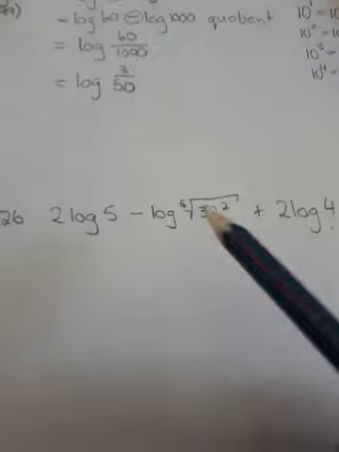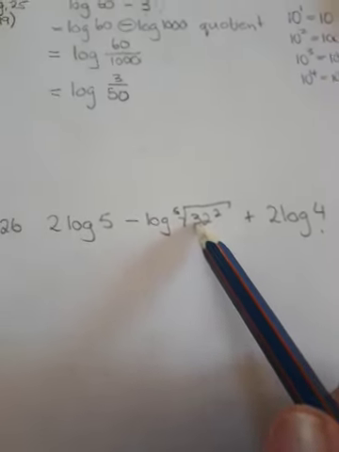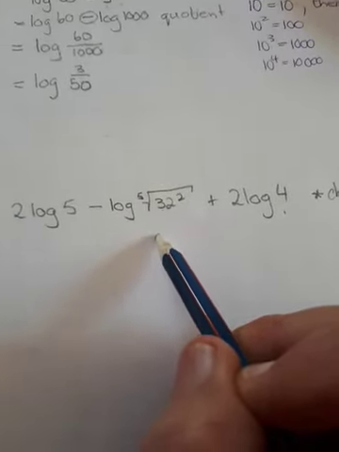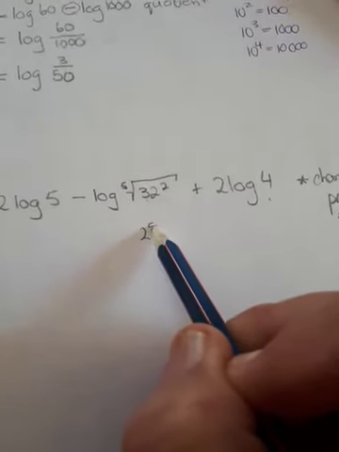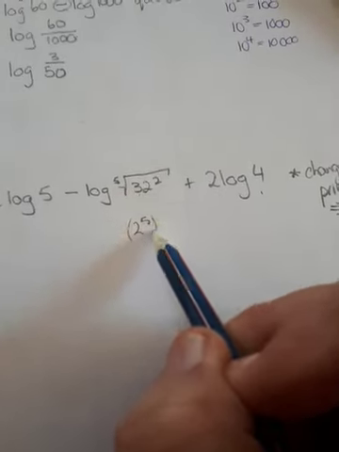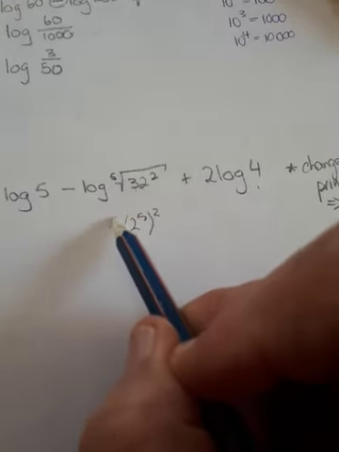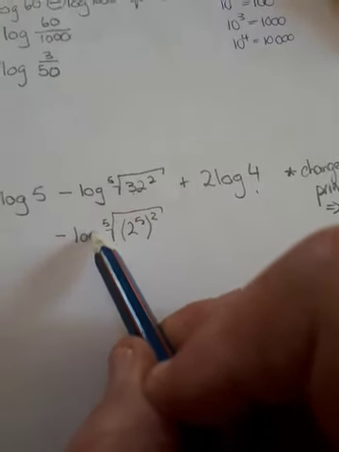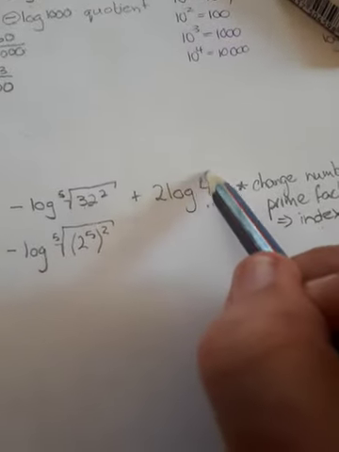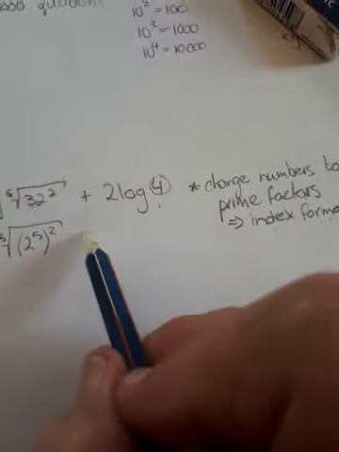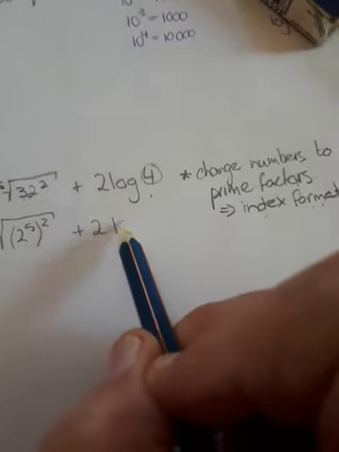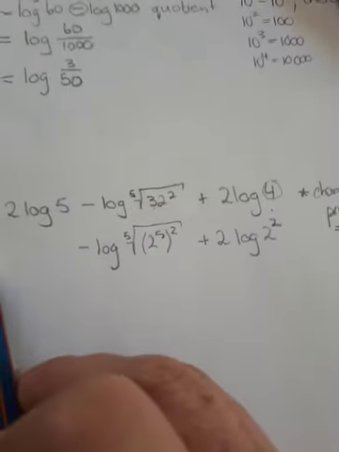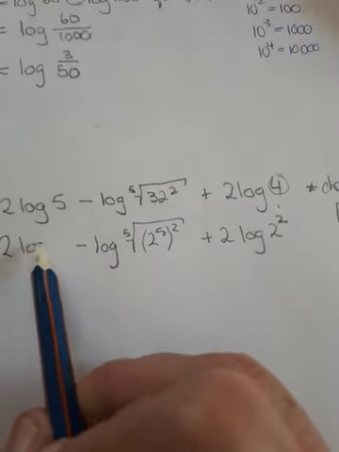So if you look at this, then you want to change 32 to its prime factors, which becomes 2 to the power of 5. That's 32. So that you still got squared, and you still got the 5th root thereof. That's the first one. Then also we've got 4, which is not in its prime factors. That becomes 2 squared. Okay, so rewrite the whole expression.